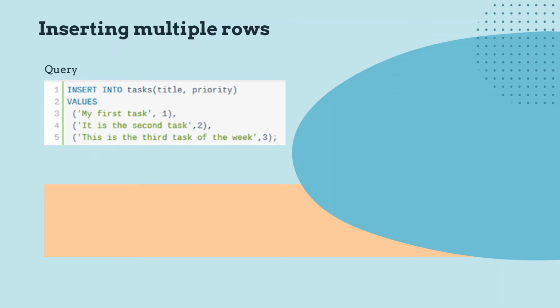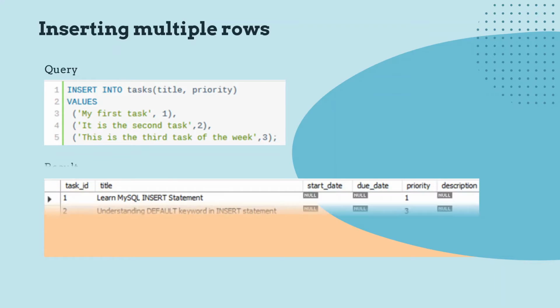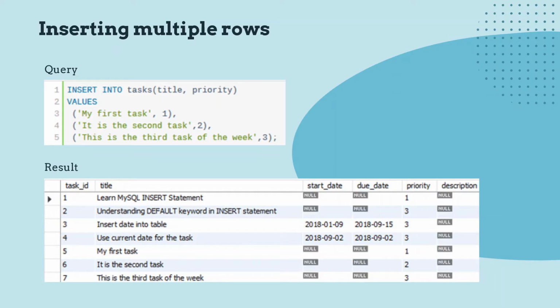We can also use insert to add multiple rows in one statement. This is an example of the query. We can insert 3 rows in one statement. And this is the result of the task table after inserting 3 rows in one statement.